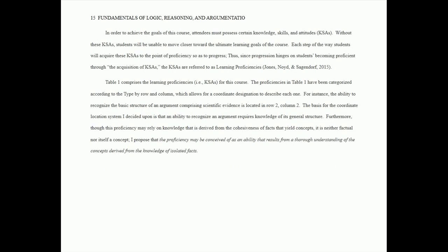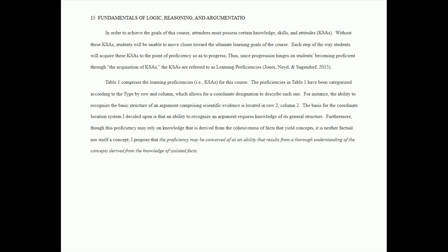The acquisition of knowledge, skills, and attitudes by which proficiency is measured, KSAs, are referred to as learning proficiencies (Jones, Noyd, and Sagendorf, 2015). Table 1 comprises the learning proficiencies for this course according to type by row and column, which allows for a coordinate designation. For instance, the ability to recognize the basic structure of an argument comprising scientific evidence is located in row 2, column 2. The basis for the coordinate location system I decided upon is that an ability to recognize an argument requires knowledge of its general structure.